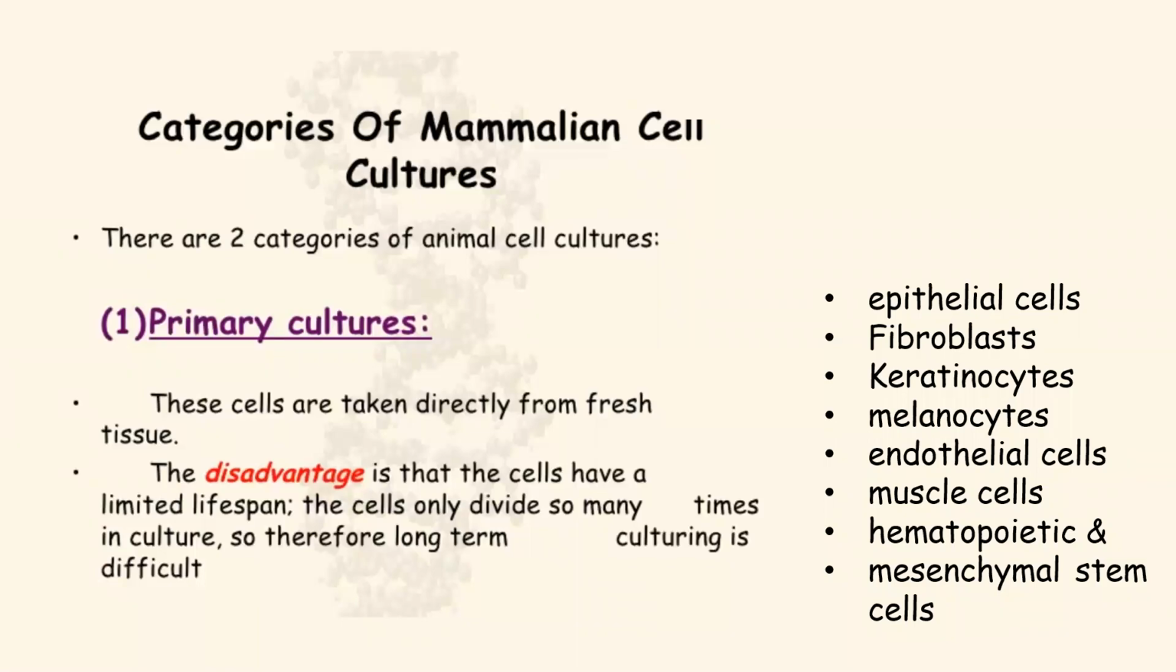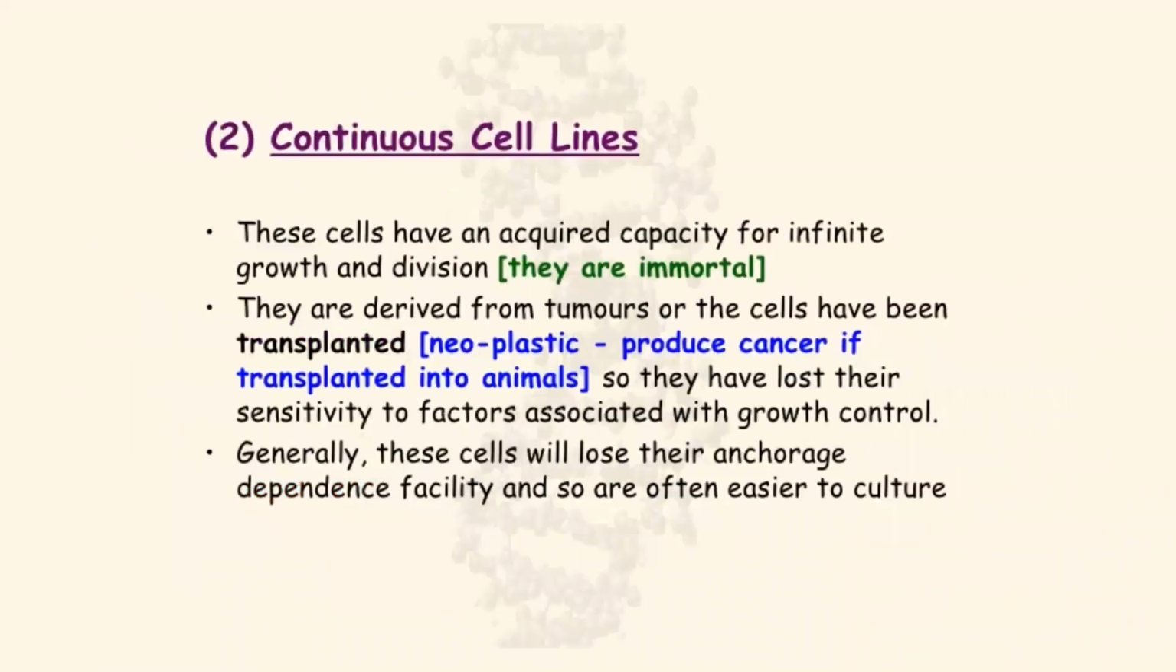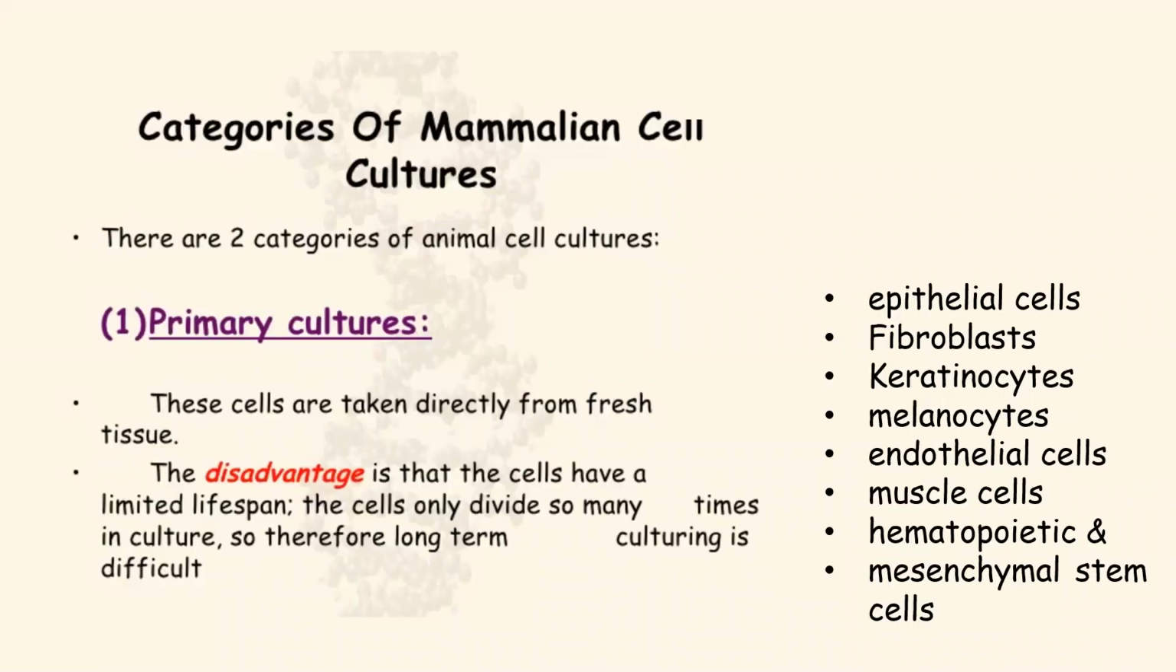To the last part of today's lecture, part 4 out of 4, the categories of mammalian cell culture. This is very important to understand. There are two major types of mammalian cell cultures. One is known as the primary cell cultures, and the other one is known as continuous cell lines. They have a lot of differences between them.